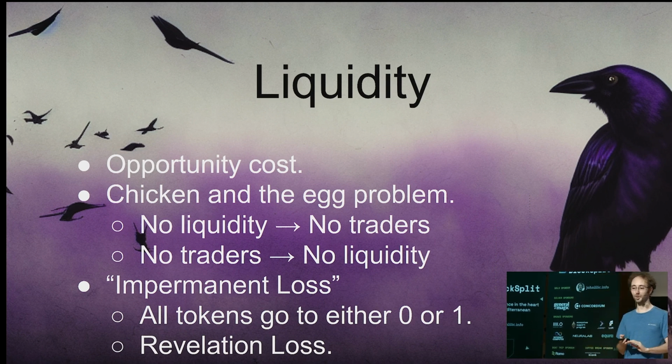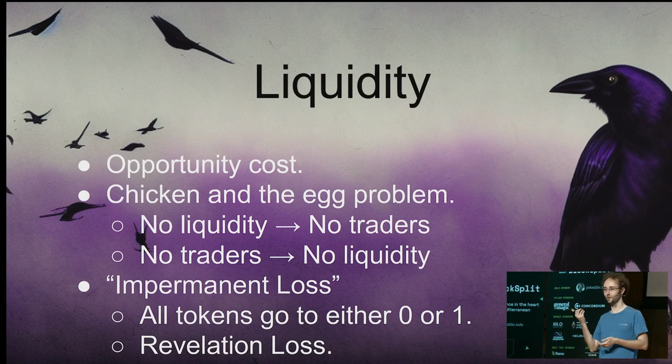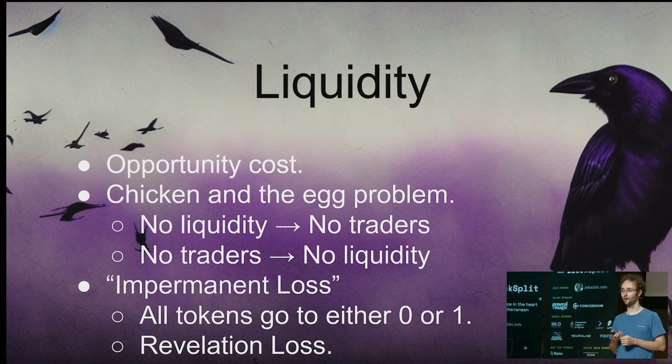And another very big problem in prediction markets is what is often referred to as impermanent loss, which is not really well named because most of the time the loss is permanent. In prediction markets, tokens tend to go to 0 or to 1. They go to 1 if the outcome happens, and they go to 0 if the outcome does not happen. So it's even worse than in most liquidity providing.